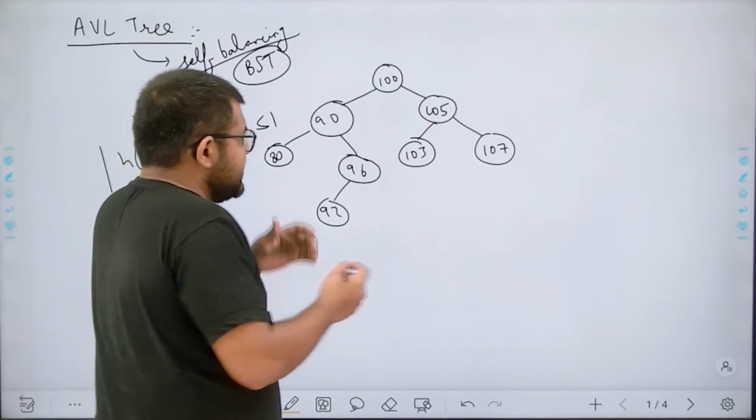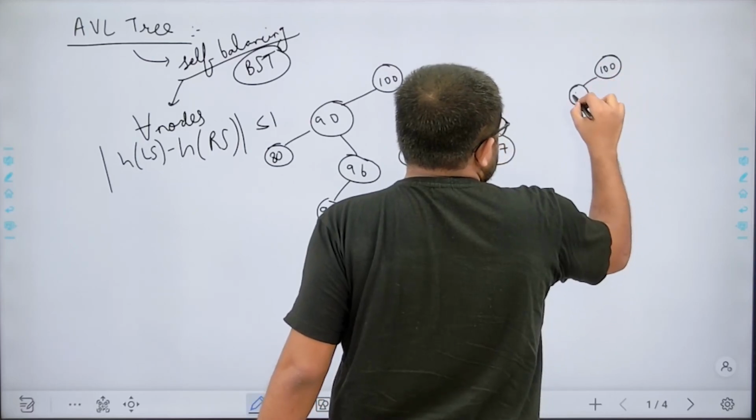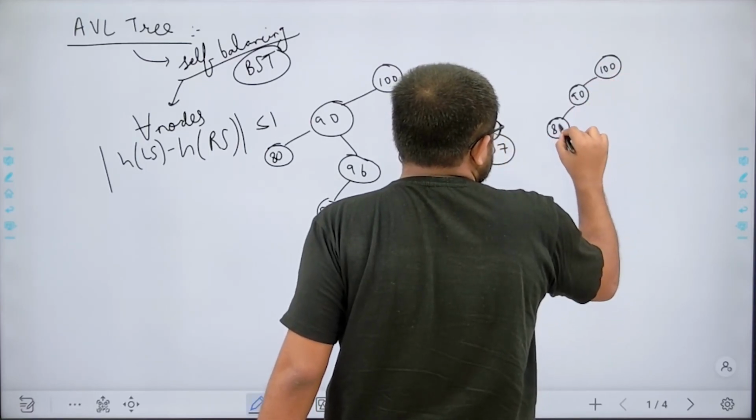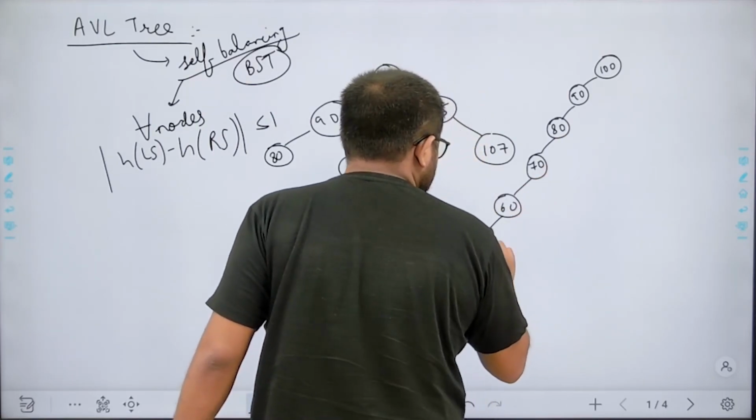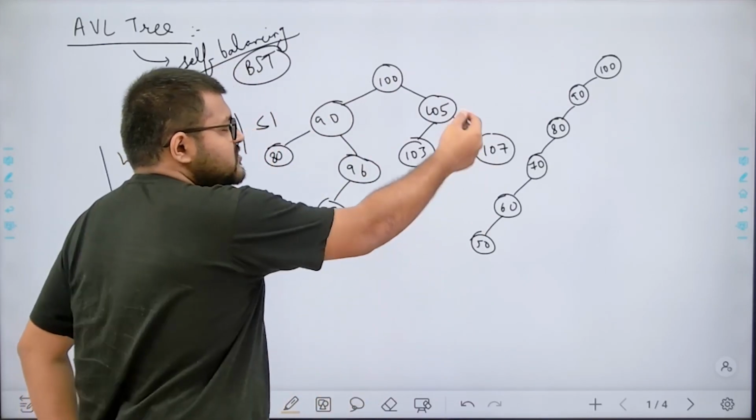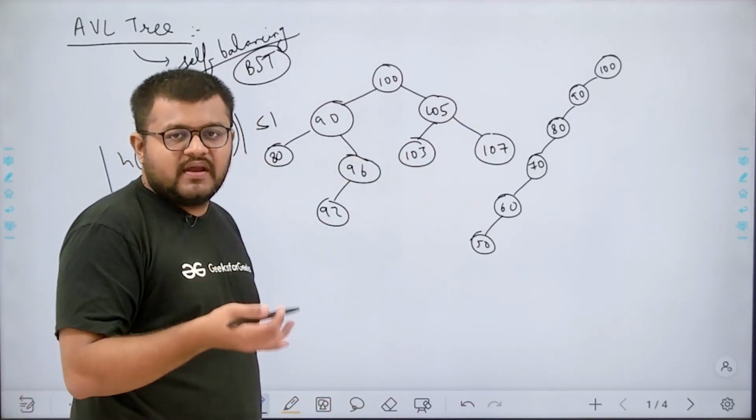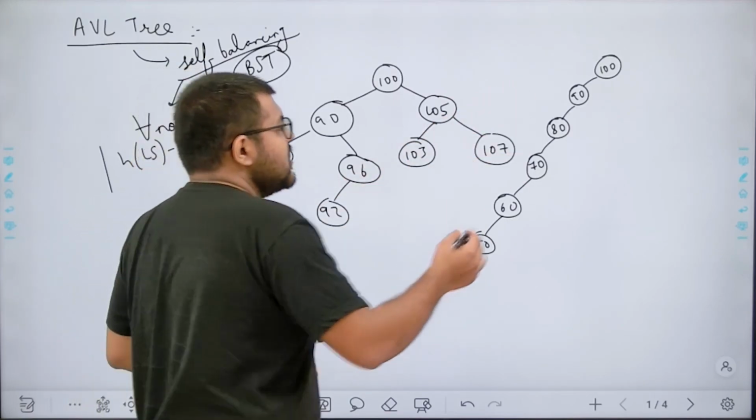1. Now understand this. Suppose this is 100, this is 90, this is 80, this is 70, this is 60, this is 50. Now is it a binary search tree? Yes. Why? Because it is a binary tree. All the nodes can have at max 2 children, so this is a binary tree. Is this a binary search tree? Yes. Why?